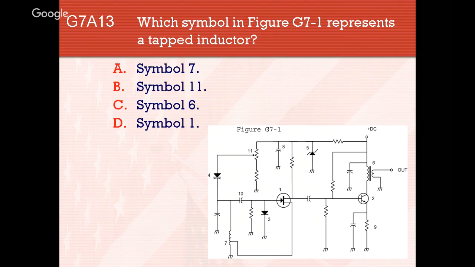Which symbol in the figure represents a tapped inductor? Remember, we're talking about an inductor here. We're not talking about a potentiometer, but we're actually talking about an inductor. So if you can figure that out, it's pretty easy. That's your potentiometer there. That's your tapped inductor right there. Symbol 7, and your answer is A.